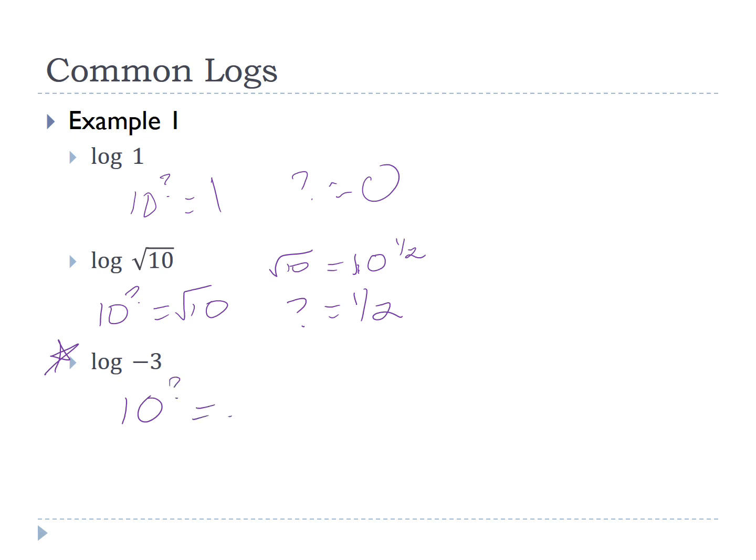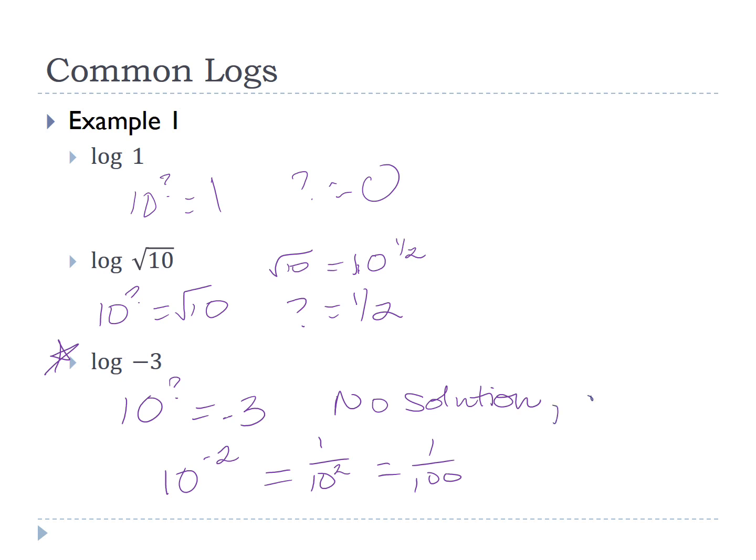10 raised to what power equals negative 3? Basically we'd need to come up with 10 to some power that gave us a negative number. There's actually no solution to this one because 10 raised to anything, let's say 10 raised to the negative second, well that's really 1 over 10 to the second, which is 1 over 100. So even negative exponents give positive answers. So if you have the log of a negative number, there's no real answer. We'd have to use imaginary numbers, and we're not using that in this chapter.